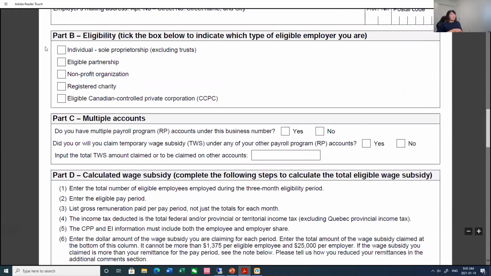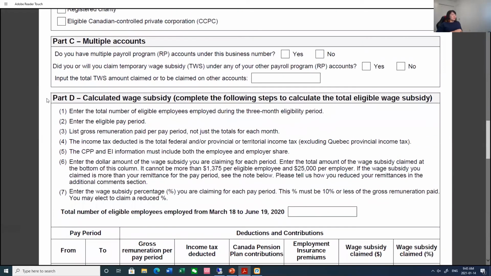In Part 2, you just have to tick the box that indicates which type of eligible employer you are, so you want to pick the one that applies to you the most. And Part C, as mentioned above, is where you have to identify if you do have multiple payroll program accounts. There are 2 questions they're asking you here. The first one is, do you have multiple payroll program accounts under this business number? And you just pick a yes or a no.